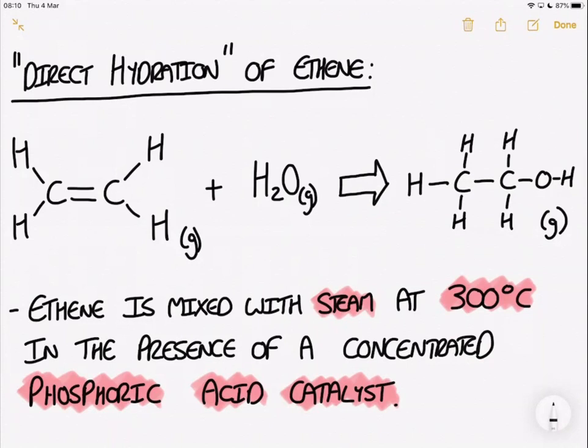Okay. So you mix ethene with steam at 300 degrees C, that's the usually quoted temperature, in the presence of a concentrated phosphoric acid catalyst. So there are a few things to talk about here. The first thing is, like I said, this is one method of making ethanol.